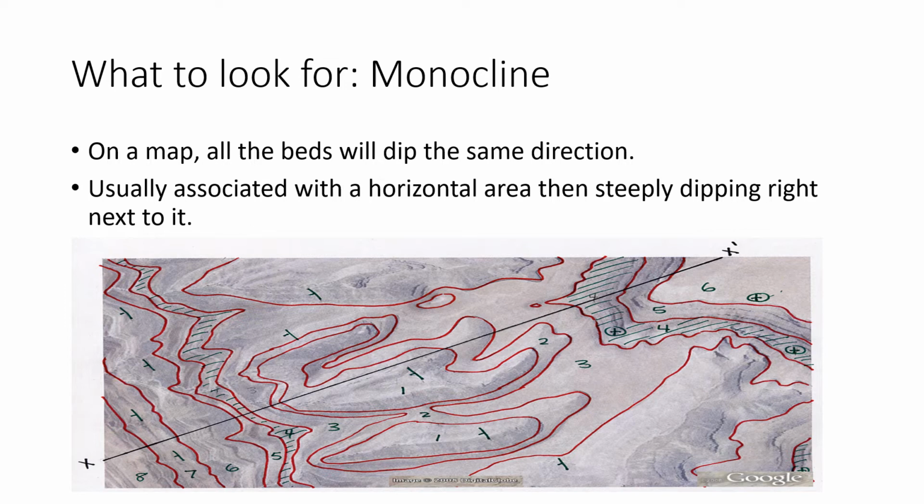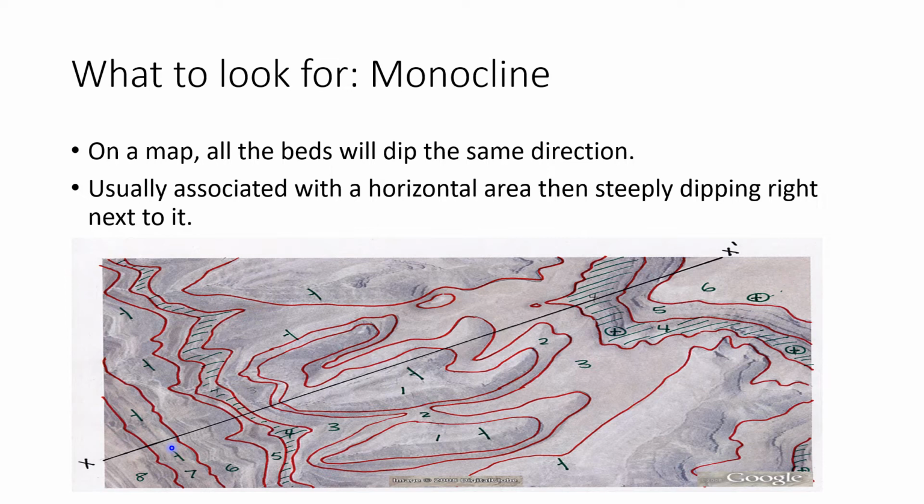You're just going to see these strike and dip symbols all going off in the same direction. You can usually expect it to be associated with a horizontal area. So like here, where we have horizontal bed, horizontal bed, horizontal bed, but then we have dipping bed, dipping bed, dipping bed, dipping bed, dipping bed. What's going on here is this is all flat, and then it dips back down.